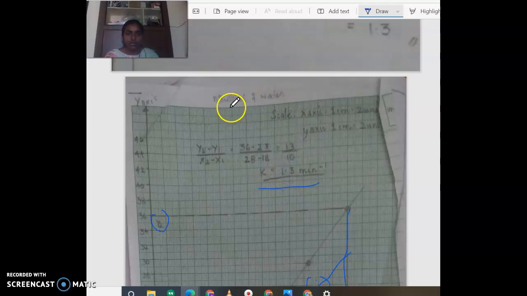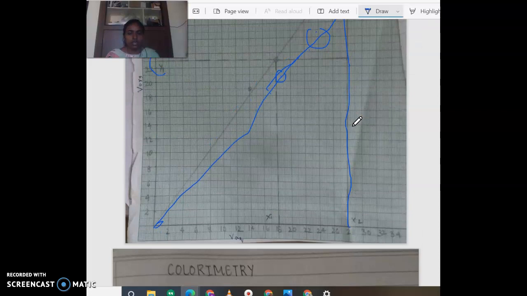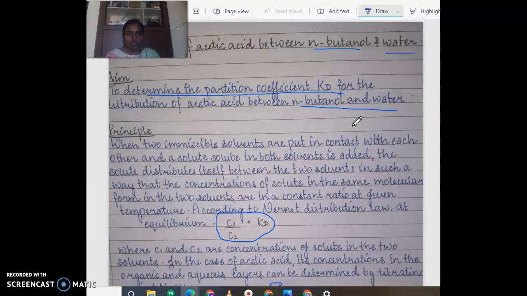For every graph you have to write the heading and the scaling for the x-axis and y-axis. Whatever one box is, we call it 1 unit. You have to write that 1 unit is equal to 2 ml. This is about the distribution of acetic acid between N-butanol and water: the graph, the table, the principle and the procedure.